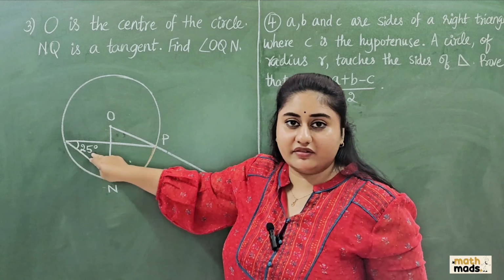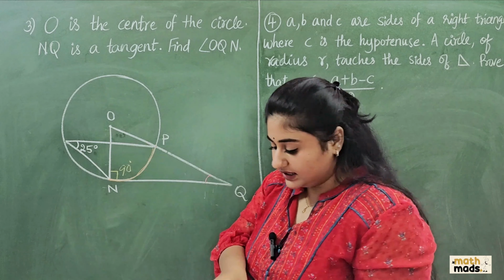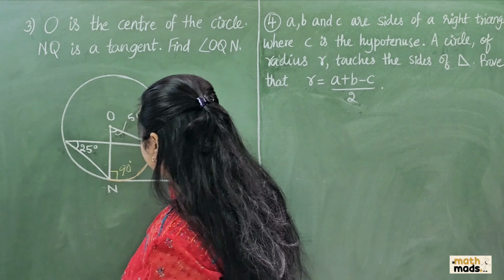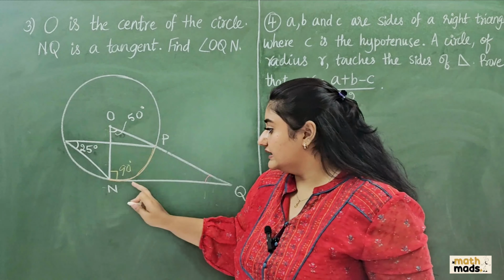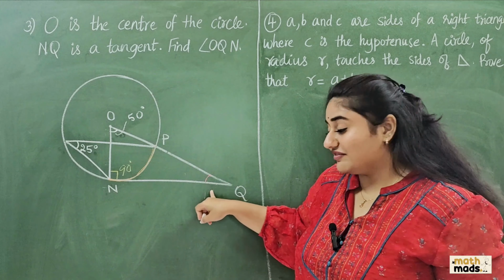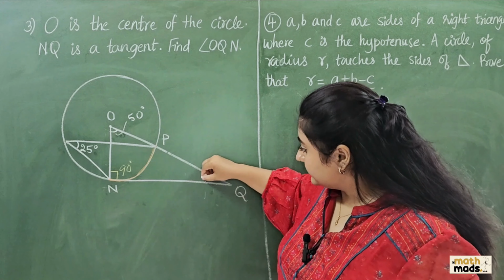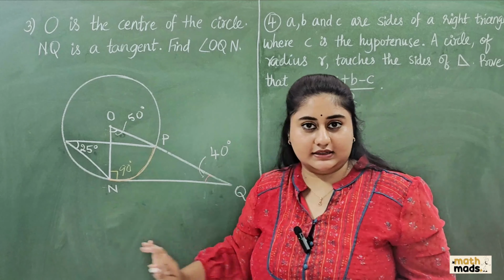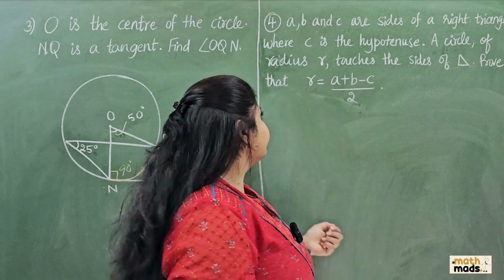So since this is 25, this will be double the 25, right? That is 25 into 2, which is 50 degrees. So if this is 50 degrees and 90 degrees, what is the leftover angle? It will be 40 degrees, right? So that is angle OQN. Done. Now let's go to the fourth problem.